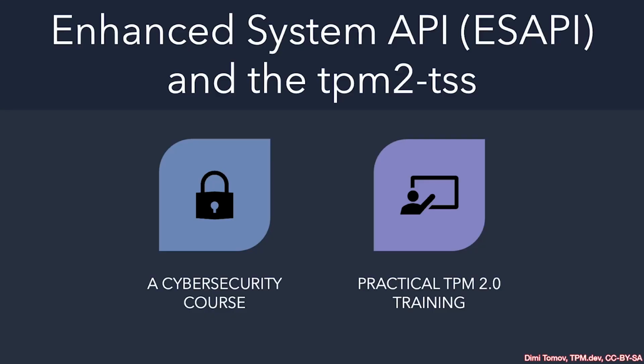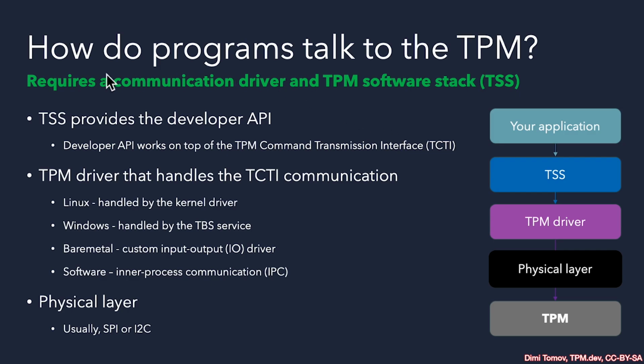Welcome to this OST2 course about the Enhanced System API of the TPM2 software stack, or called for short TPM2 TSS. When using the TPM software stack to talk to the TPM, we're sending TSS API calls, and then the TPM software stack translates those to TPM commands sent over the TPM command transmission interface, or TCTI for short. Usually this is hidden from the developer, and that's okay. That's the purpose of the TSS, to handle some of that communication and to create a useful abstraction for us.